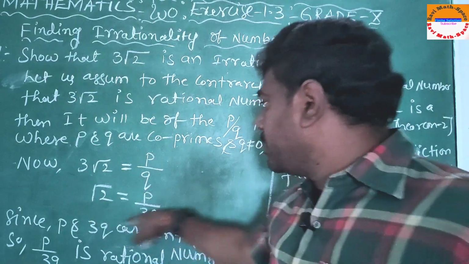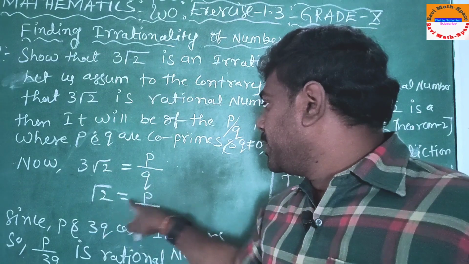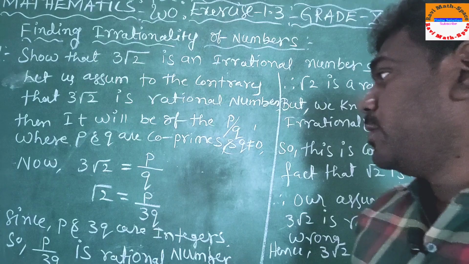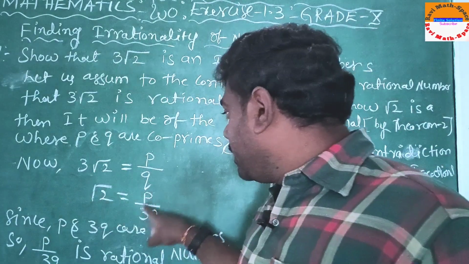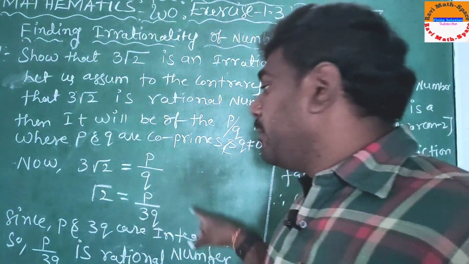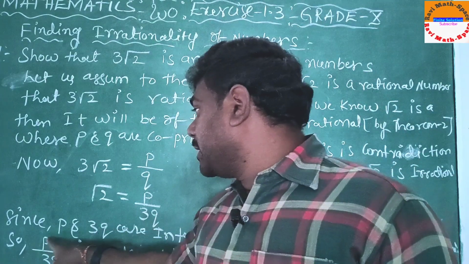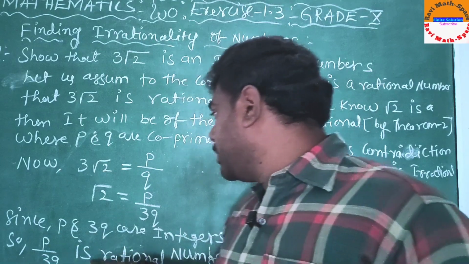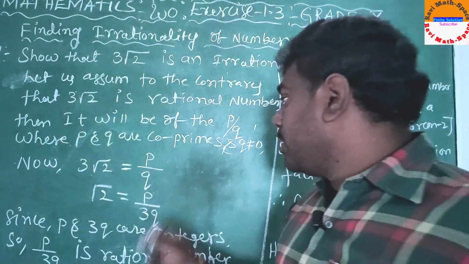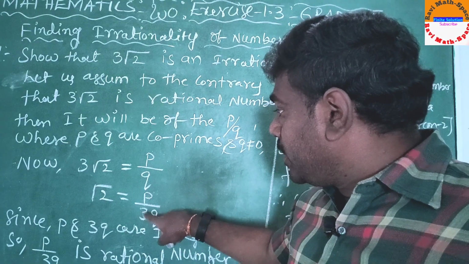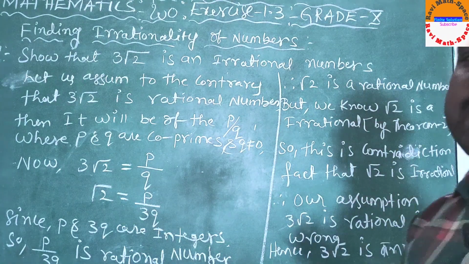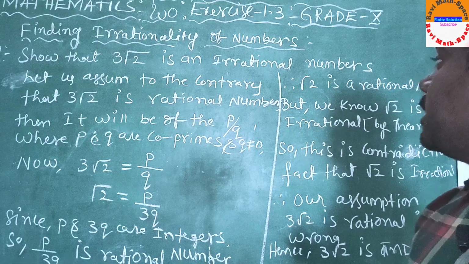Now, this 3 we have to send to this side. So root 2 is equal to P by 3Q. Since P and 3Q, the numerator and denominator, are integers, P by 3Q is a rational number according to the definition of rational numbers. So when P by 3Q is rational, automatically root 2 is a rational number.